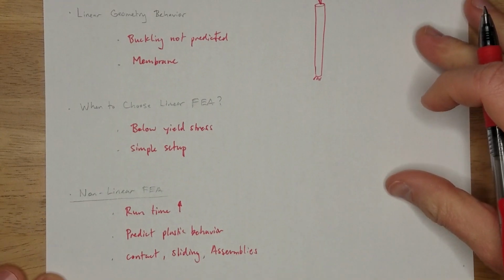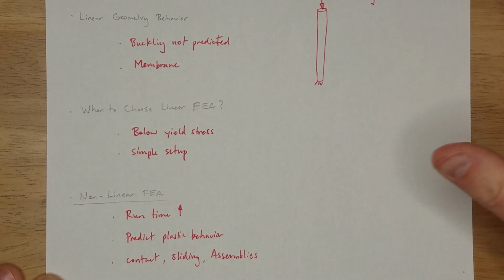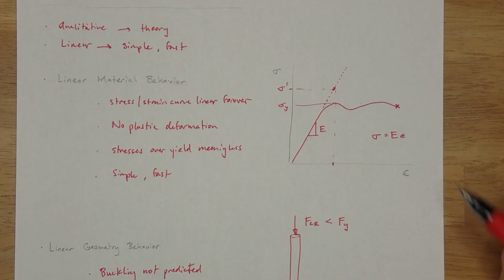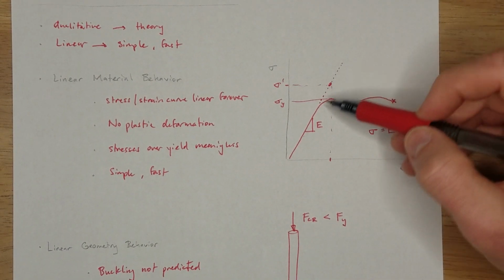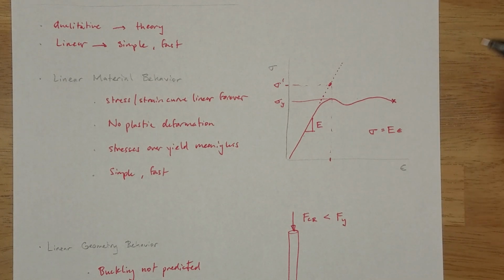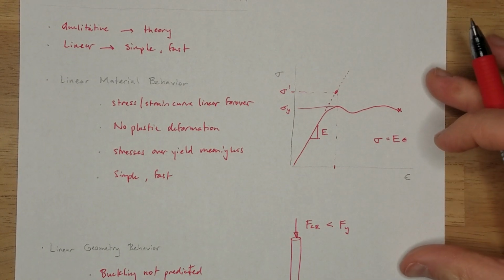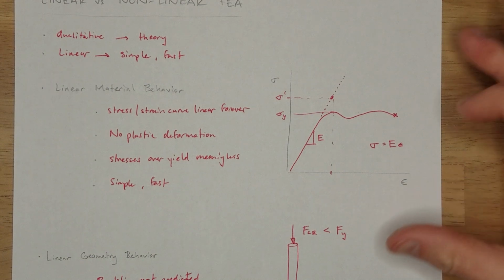That's it, guys. I don't think we really need to go too much deeper here. Again, this is a qualitative topic. If we understand our stress strain curve and some of the assumptions the software might make, that's all we really need to know. If we're staying below yield, we're going to go with linear.